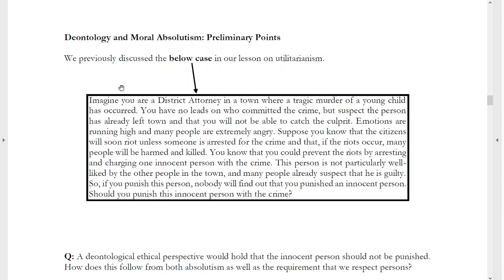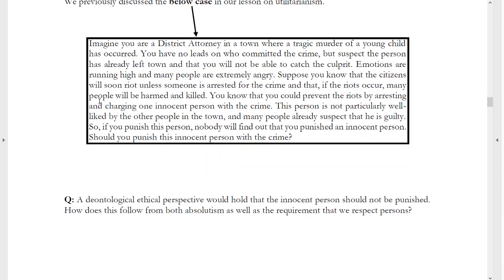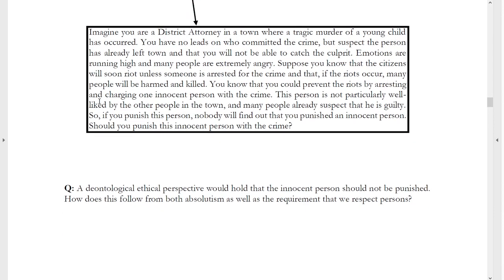And to get a better idea of moral absolutism, and really its connection to respect for persons, I want to consider the following hypothetical situation. Imagine you're a district attorney in a town where a tragic murder of a young child has occurred. You have no leads on who committed the crime, but suspect the person has already left town and that you will not be able to catch the culprit. Emotions are running high and many people are extremely angry. Suppose for whatever reason you know that the citizens will soon riot unless someone is arrested for the crime, and that, if the riots occur, many people will be harmed and killed.